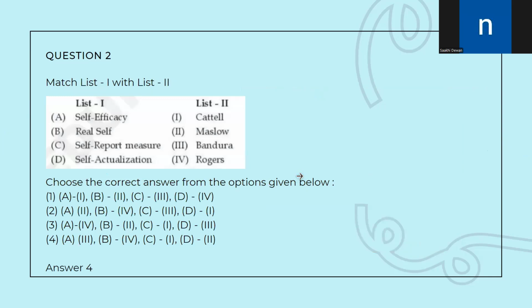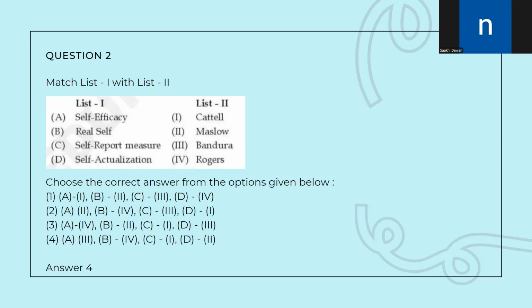The second question has provided us with two different lists, and we have to match the concept given with the person who gave the particular concept. Alright? So the first that is given to us is self-efficacy. And we know that it is Bandura who gave us self-efficacy. The second one is real self. Real self was given by Rogers. Rogers gave two types of self, real self and ideal self.